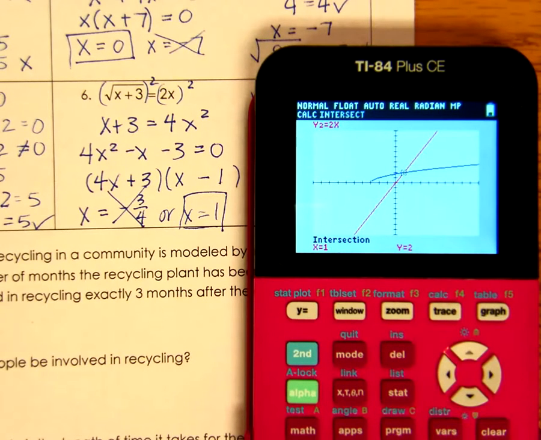As part of your homework, go ahead and finish number 7 and number 8. Those are word problems involving the square root function.